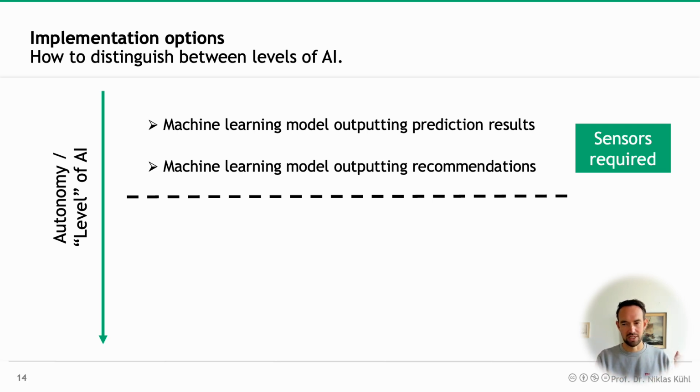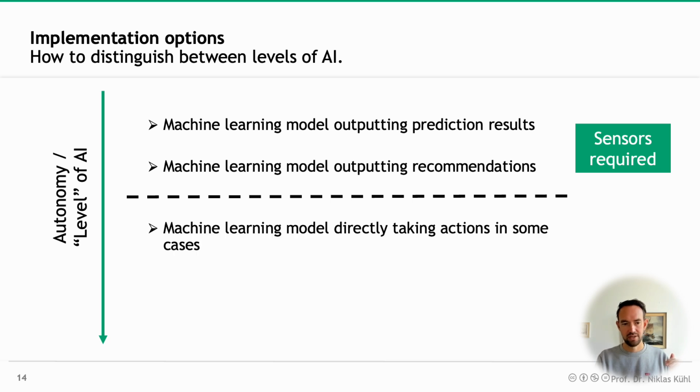So that's where I want to draw the line, because then there is the case where a machine learning model could directly take action in some cases. Let's say autonomous driving. In 90% of the cases, the model knows what to do, because these are common situations that it encountered in its training in billions of data points. So it could take action in those.